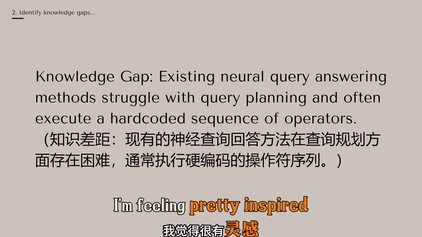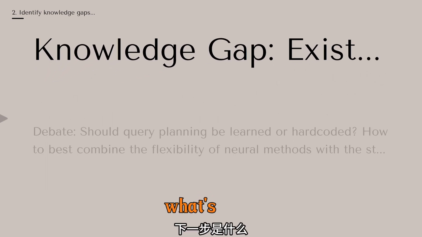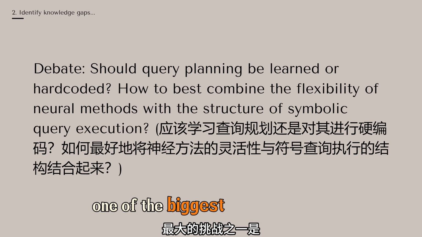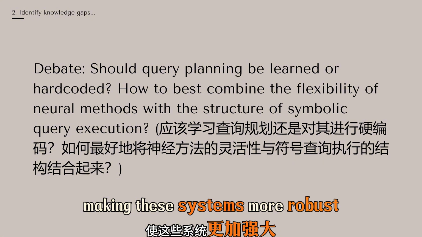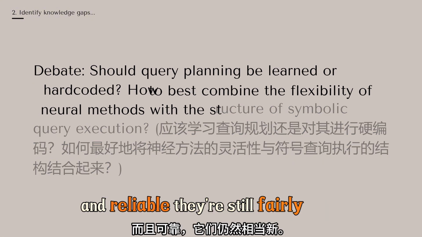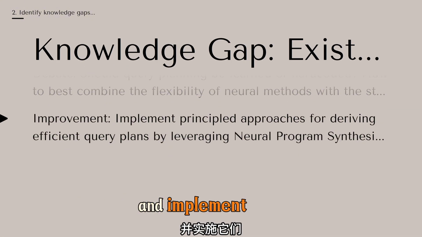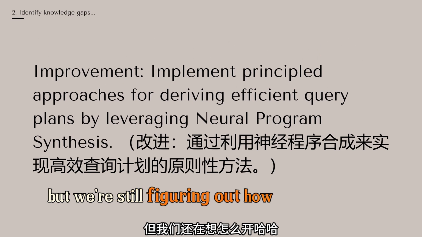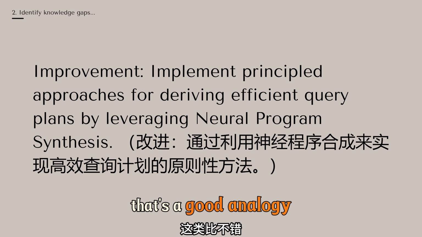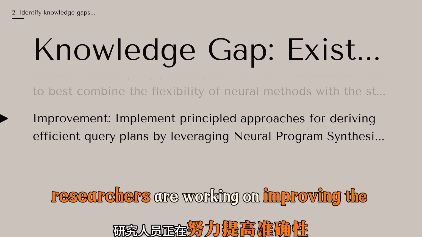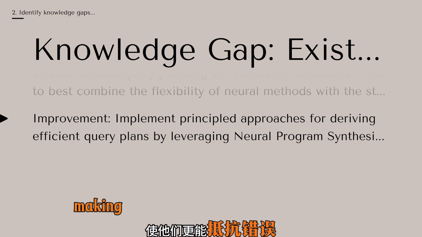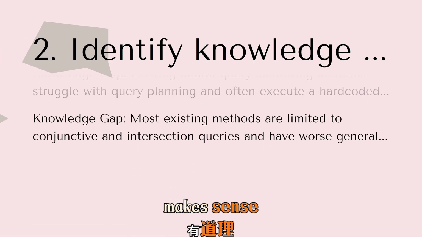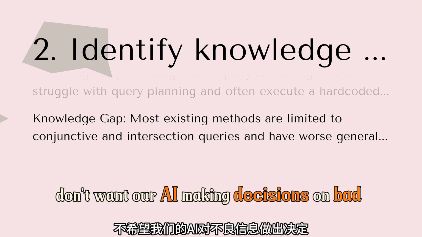I'm feeling pretty inspired, but I'm curious about the future. What's next? What are researchers still trying to figure out? Great question. One of the biggest challenges is making these systems more robust and reliable. They're still fairly new, and we're still learning how to design and implement them. So it's like we've built this amazing new car, but we're still figuring out how to drive it. Haha, that's a good analogy. Researchers are working on improving the accuracy, the efficiency, making them more resistant to errors and inconsistencies in data. Makes sense. Don't want our AI making decisions on bad information.